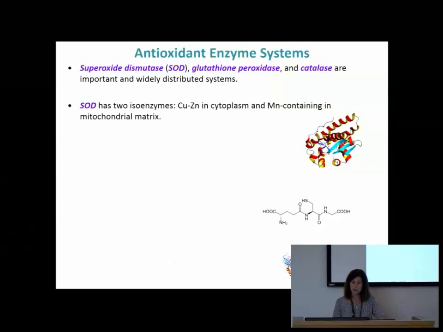Now, because it's the end of the semester, I'm not going to ask too much about these, but I do want you to know these, okay? Enzyme systems. There are two isozymes for the superoxide dismutase. You have one that contains copper and zinc in the cytoplasm and manganese in the matrix. If you have a mutation in the gene so that the superoxide dismutase doesn't work, you get Lou Gehrig's disease, ALS. So it's the gene coding for the one in the cytoplasm. It catalyzes the destruction of our superoxide radical.